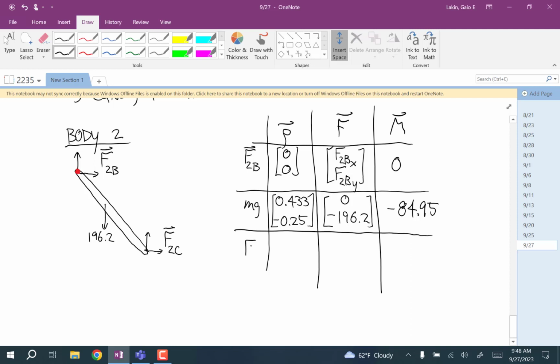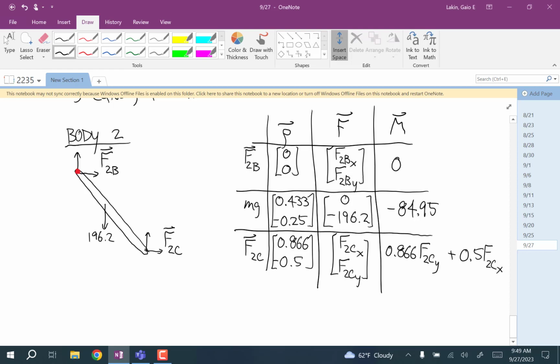And then the last force is F2C. Row vector is 0.866, negative 0.5. Force vector is F2CX, F2CY. And so the cross product is 0.866 F2CY plus 0.5 F2CX.